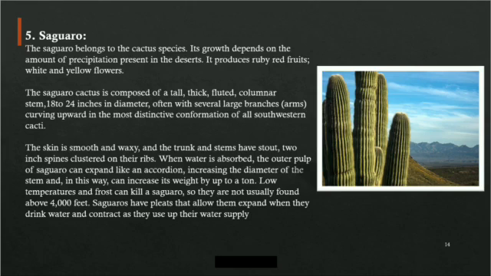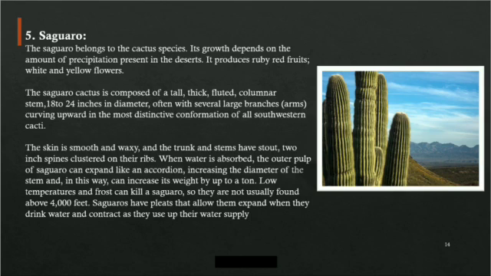The saguaro cactus is composed of a tall, thick, fluted, columnar stem, 18 to 24 inches in diameter, often with several large branches, or arms, curving upward in the most distinctive conformation of all southwestern cacti. The skin is smooth and waxy, and the trunk and stems have short 2-inch spines clustered on their ribs.